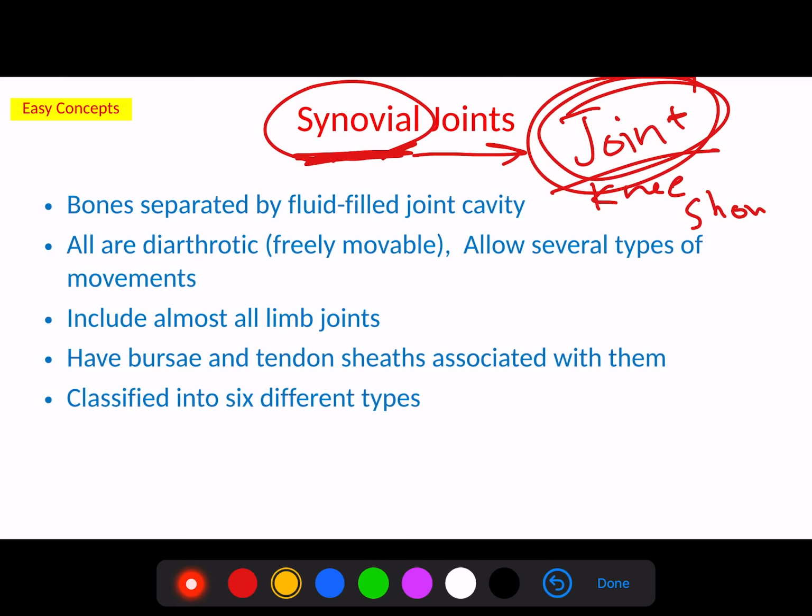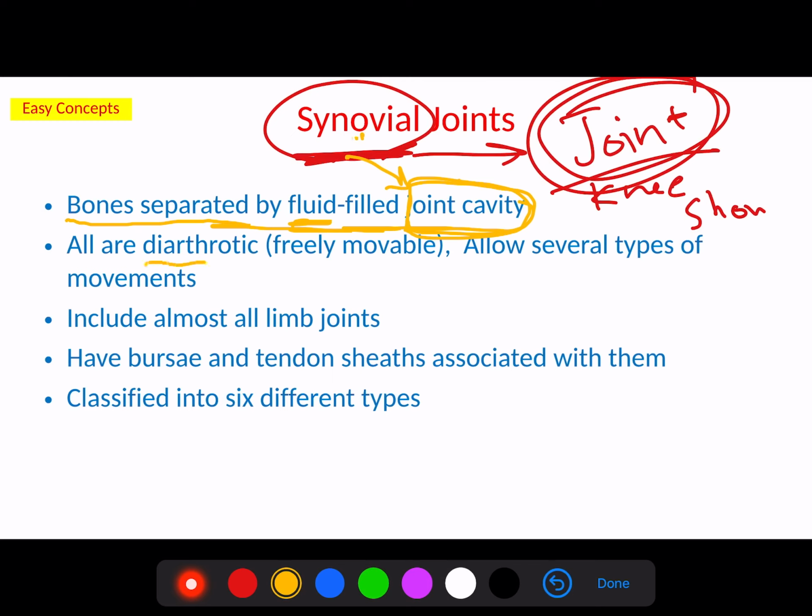The main thing about these joints is that they are separated by a fluid-filled joint cavity. So we have a joint cavity. We did not see any joint cavity in the fibrous or cartilaginous joints. So the synovial joints are the only joints with a joint cavity, and this is filled with fluid. This fluid is called the synovial fluid.